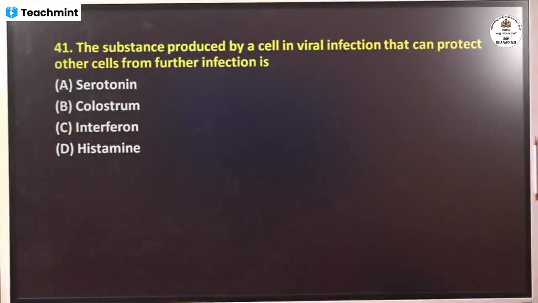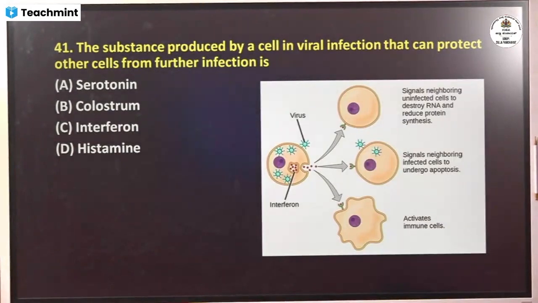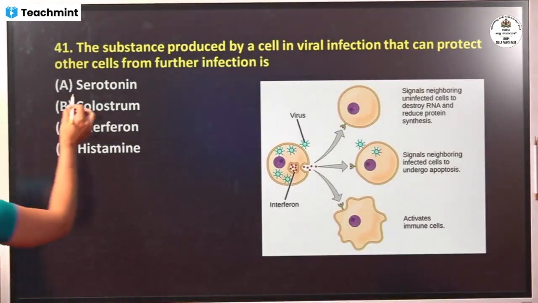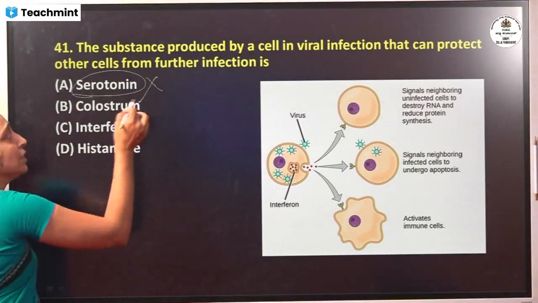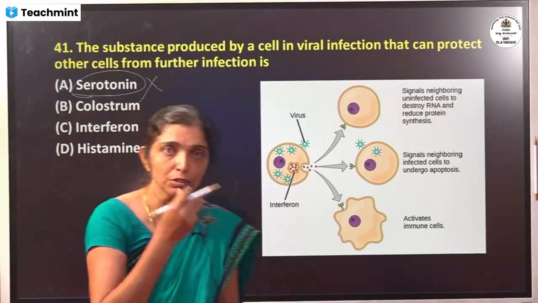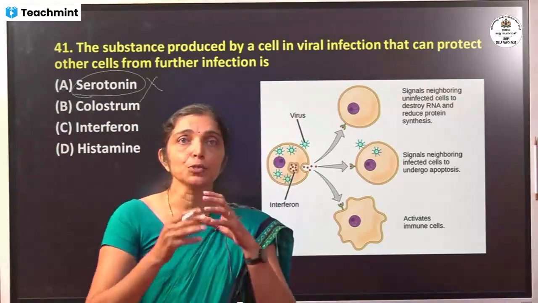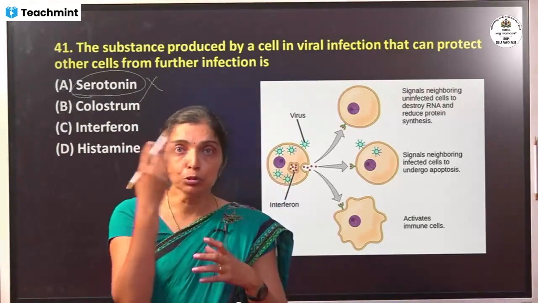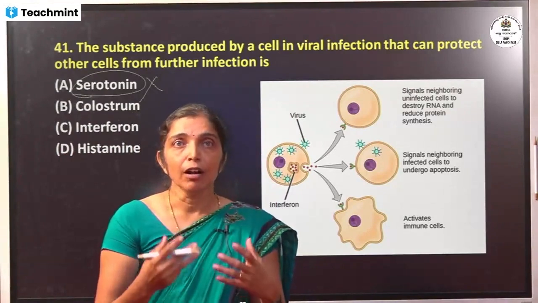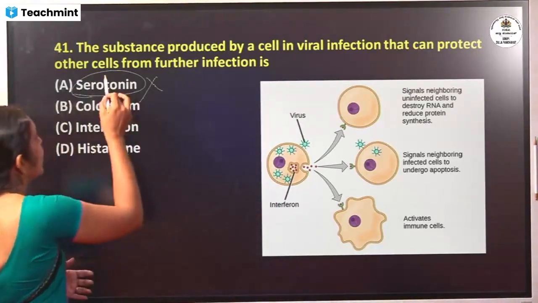The substance produced by a cell in viral infection that can protect other cells from further infection is serotonin, colostrum, interferon, or histamine. So here, what is it? Is it serotonin? It is not serotonin because this is something that is secreted to carry the message from the brain, and this is responsible for your moods and your sleeping. All that is controlled by this.